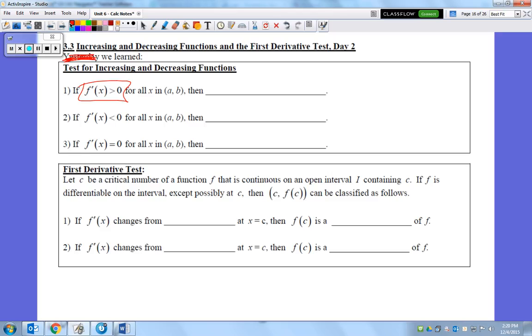That's why I erased it. It's f prime of x. When f prime of x is positive, then f of x increases. Remember, the tattletale will tell you what one level of the derivative up is doing, and vice versa. When f prime of x is negative, f of x is decreasing. When it's 0, f of x is constant.